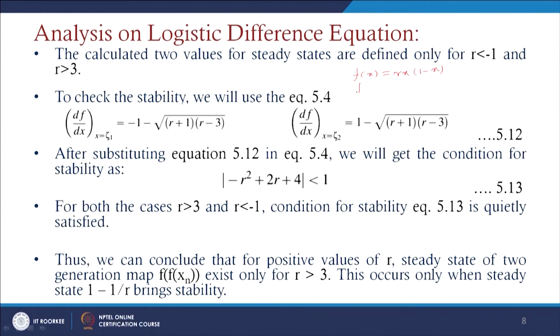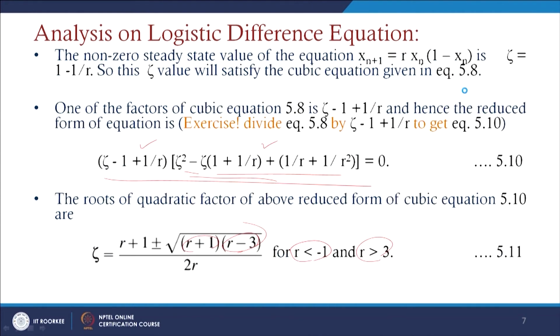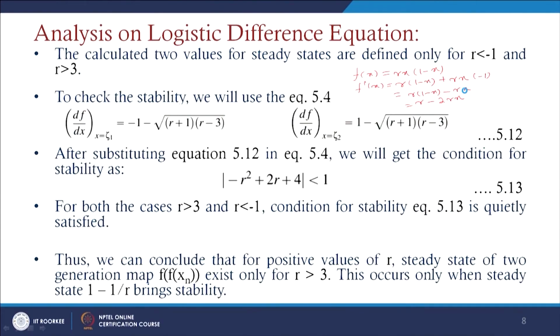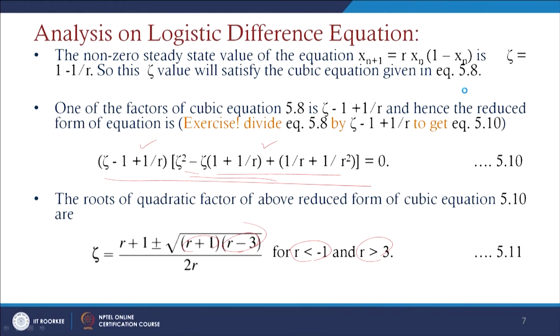So, then if you find the difference here, f dash x can be written as r into 1 minus x plus r x into minus 1 here. So, this can be written as r into 1 minus x minus r x here. So, completely you can get it as r minus 2 r x here. So, if you put x equals zeta 1 here, then you can find the solution, since we have obtained this zeta 1 value as r plus 1 plus or minus square root of r plus 1 into r minus 3 by 2 r.